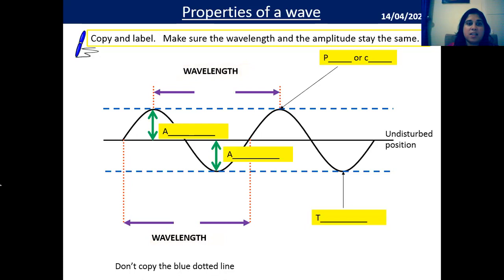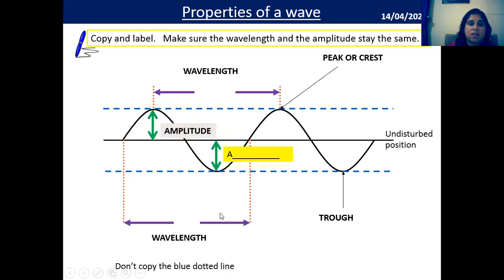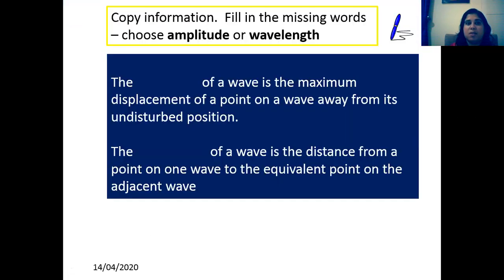So, starting from the first point till here, it's called the wavelength. Similarly, at the bottom. Then the top part is called the peak or the crest. The bottom part is called the trough. And from the center to the highest point, or the peak, is called amplitude. Similarly, from the center to the bottom trough is called the amplitude.